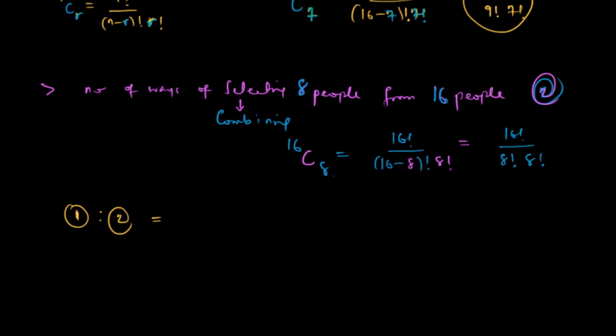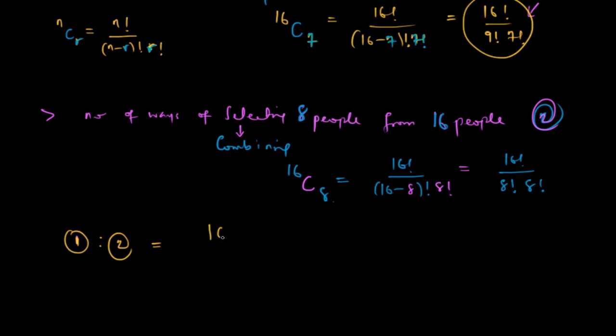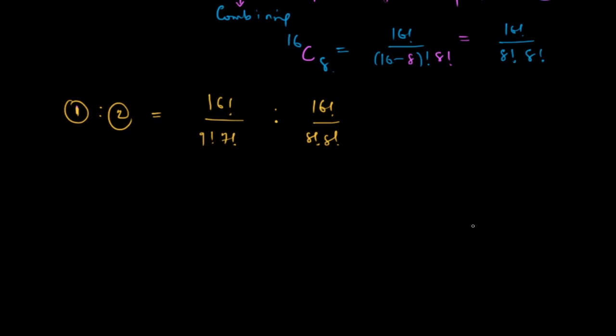So let's push this up. This is 16 factorial divided by 9 factorial times 7 factorial. What we obtained in 2 is 16 factorial divided by 8 factorial times 8 factorial. So we said whenever you see the word ratio, it is the same thing as division. So this is divided by 16 factorial divided by 8 factorial times 8 factorial.